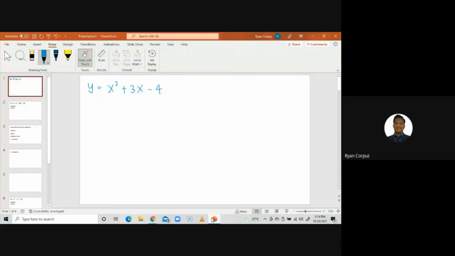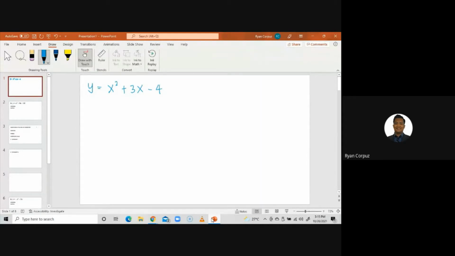For the x-intercepts. Nakikita ba yung slide? Yes po, sir. So to find for the x-intercepts, which is also known as the zeros of the function, with the given equation of the quadratic function, as you can see, the equation given is y is equal to x squared plus 3x minus 4. So we are asked to find for the x-intercepts of it.